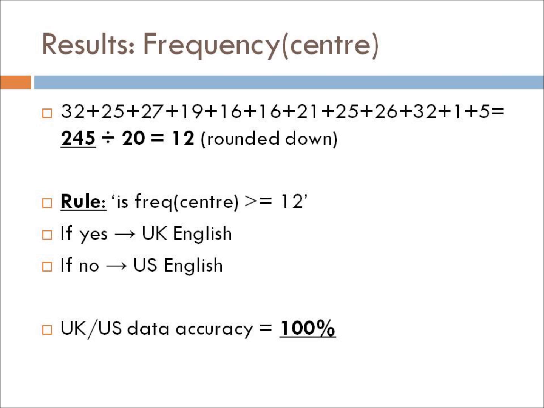I then did the frequency for the UK spelling of centre. The rule I worked towards was whether the frequency of UK centre was greater than or equal to 12. Again, if it was, then I would label the data as UK English and US English if not. The UK-US dataset came back with a perfect 100% accuracy rate, so I had no problems with using this decision procedure.